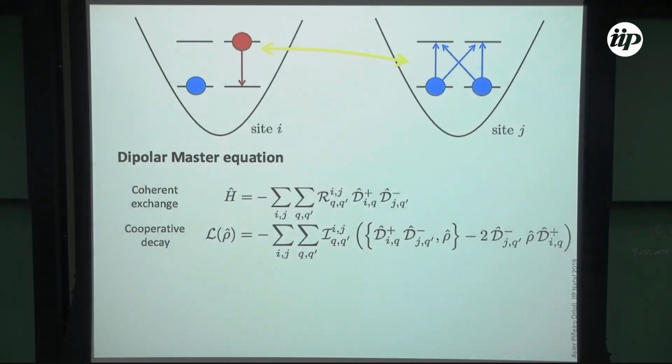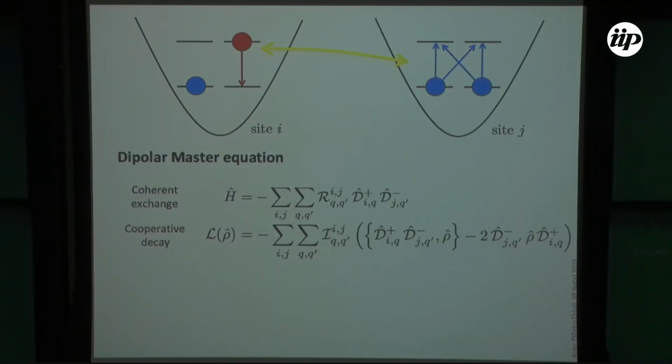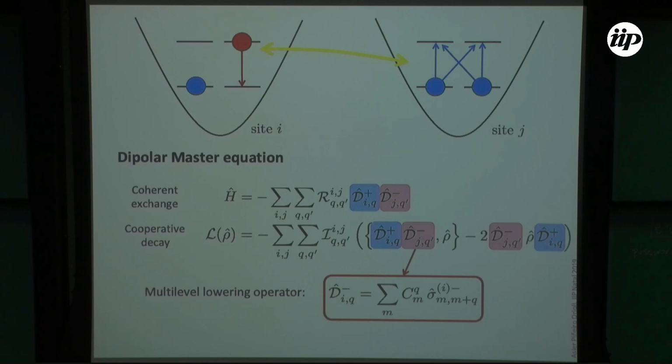So in order to describe this system, we use a master equation approach with a Hamiltonian part for coherent exchanges between excitations, and a Lindbladian part for incoherent ones, which includes both single particle spontaneous decay and correlated or cooperative decay. Now, this is basically a flip-flop interaction, but with multiple internal levels. And it is written in terms of these D- and D+ operators, which are Hermitian conjugates of each other.